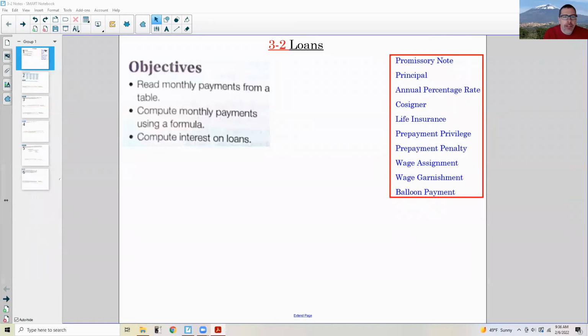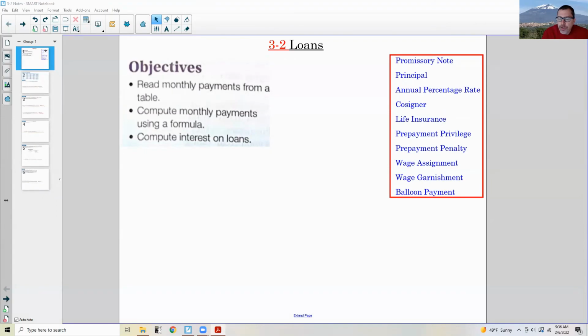Okay, this is lesson or chapter 3.2, loans. The objectives of this lesson are to read monthly payments from a table, compute monthly payments using a formula, and compute interest on loans. This is kind of a continuation of chapter 2 with all the interest formulas. So, let's go over the vocabulary first.